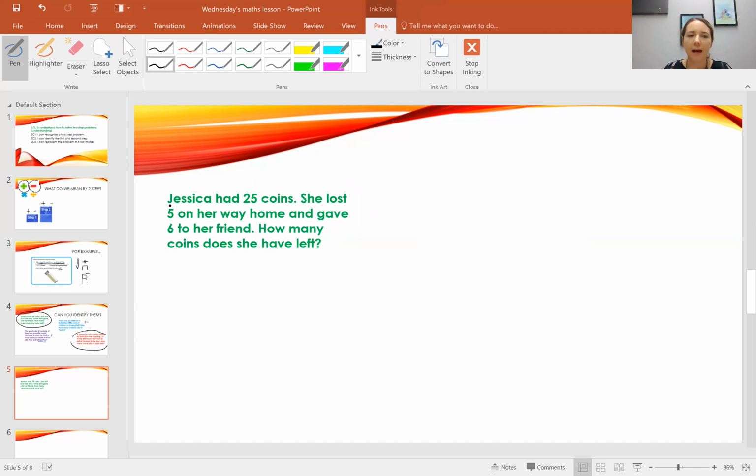Start by reading it again. Jessica had 25 coins. So I'm going to draw that. I'm not going to bother drawing out 25. I'm just going to draw a little bag of money.